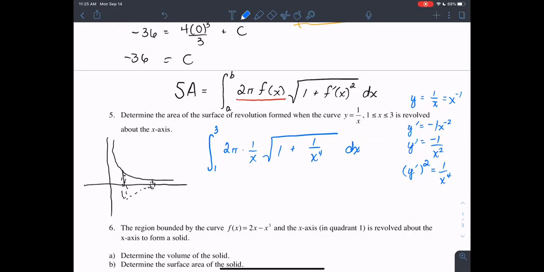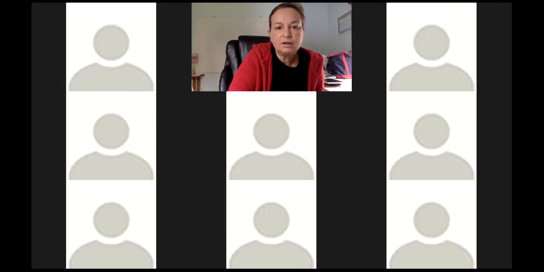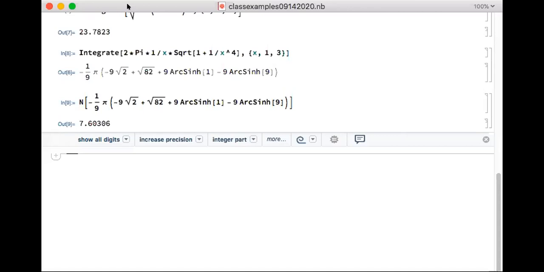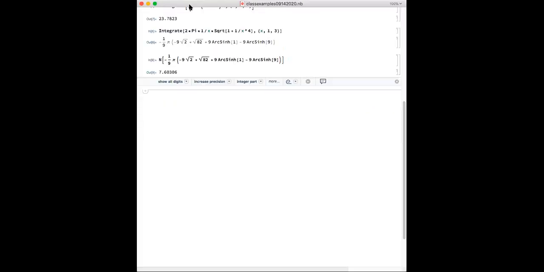I'm going to stop my share. There's the calculation on Mathematica. Notice the messy form, -1/9 pi times negative 9 root 2 plus the square root of 82 plus 9 times the hyperbolic arcsine of 1 minus 9 times the hyperbolic arcsine of 9. So that's kind of a mess. There it is numerically.